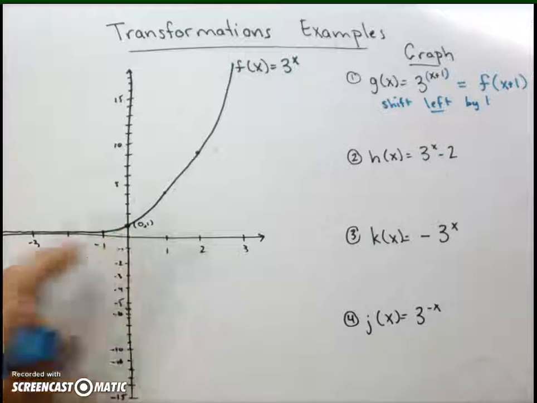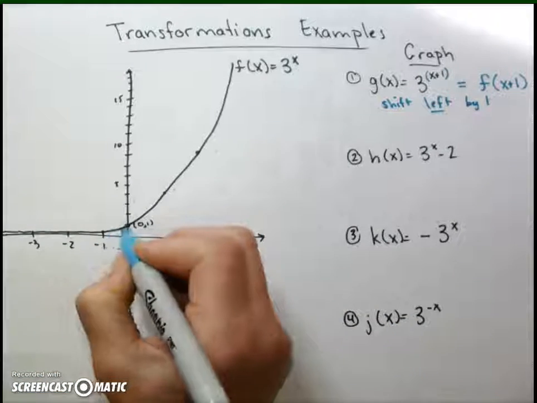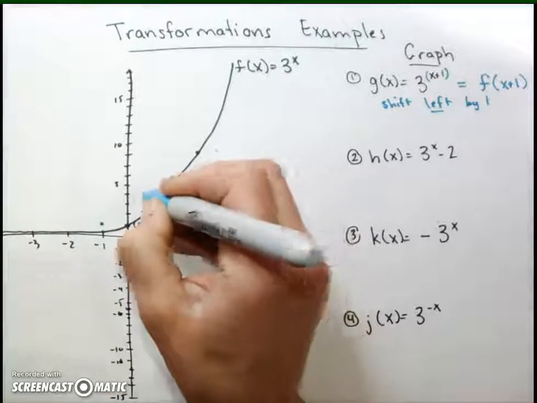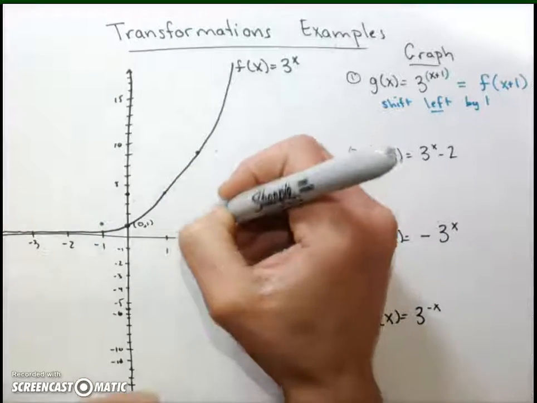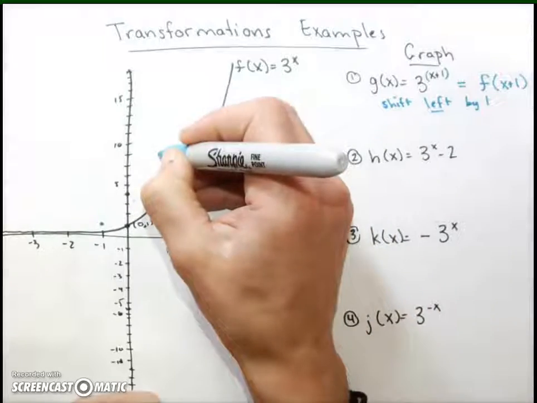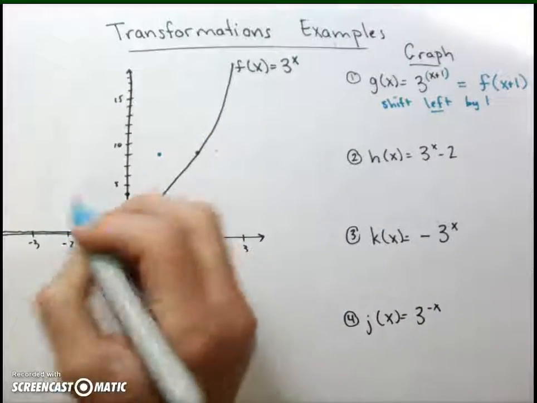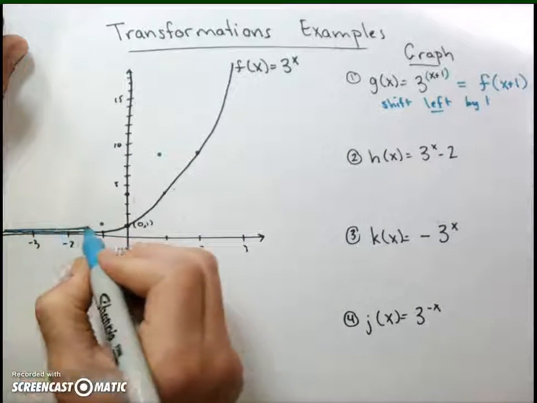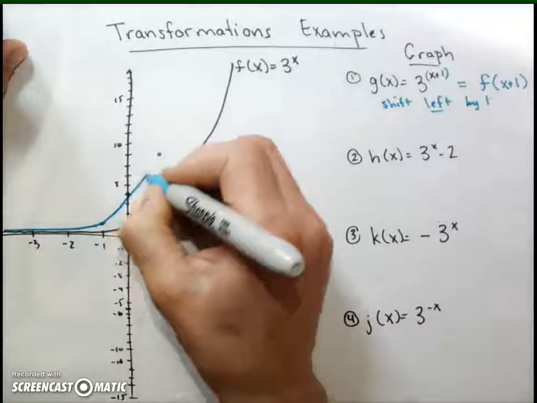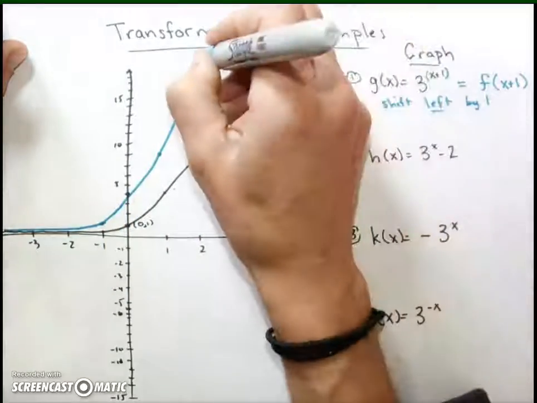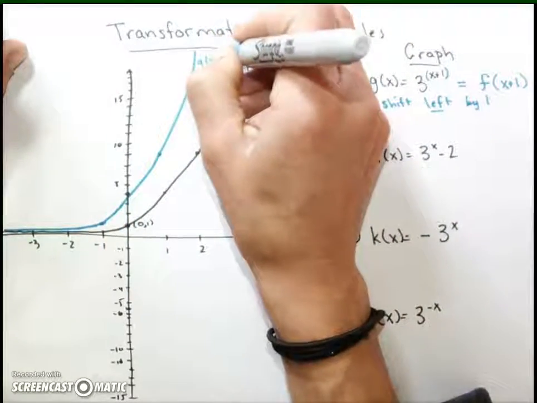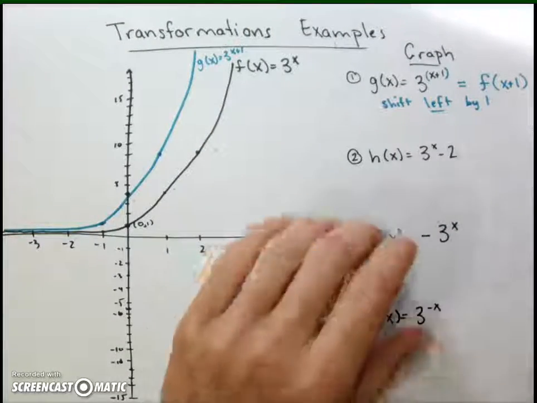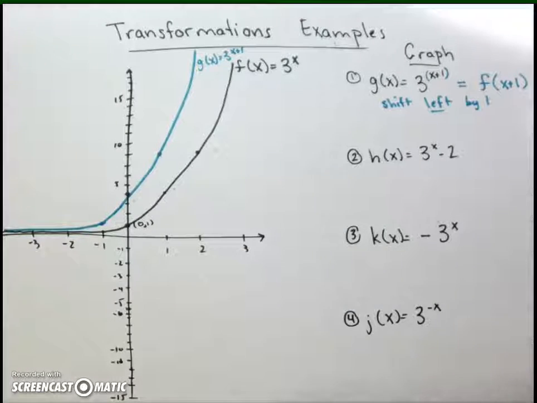So I can take each of my points and shift it left by 1. So (0, 1) will now go to (-1, 1). (1, 3) will now go to (0, 3). (2, 9) will now go to (1, 9). And all of these points just shift over to the left by 1. So our new graph will still have that horizontal asymptote, but it will look more like this. Shifted to the left by 1.